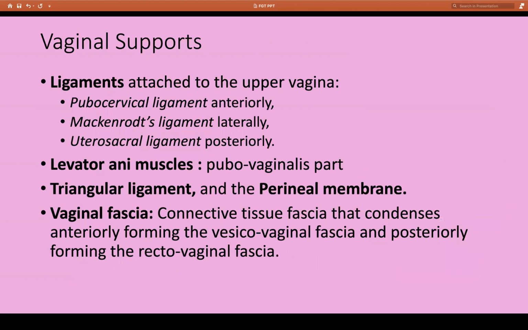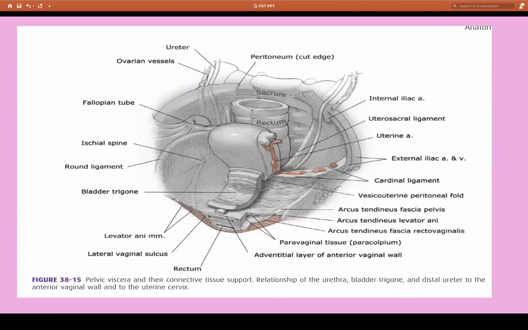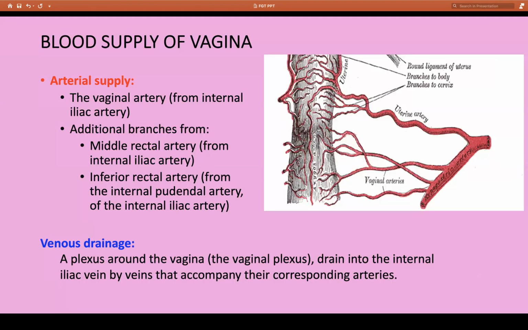Then vagina is supported by different supports, ligaments: pubocervical anteriorly, transverse cervical or Mackenrodt's laterally, and uterosacral ligament posteriorly. Levator ani muscles, pubovaginalis part, triangular ligament, perineal muscles, and vaginal fascia that condenses and makes anterior pubovaginal and posterior rectovaginal fascias. This is how it's supported.